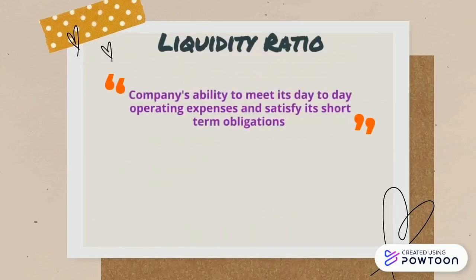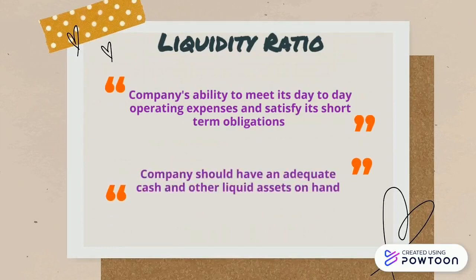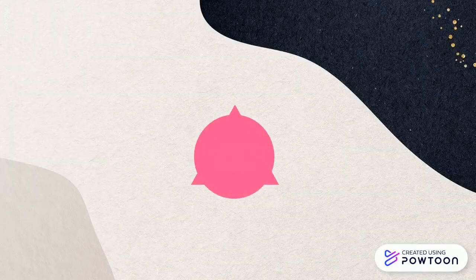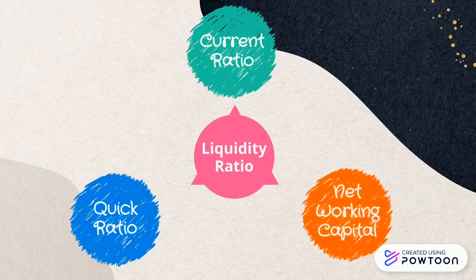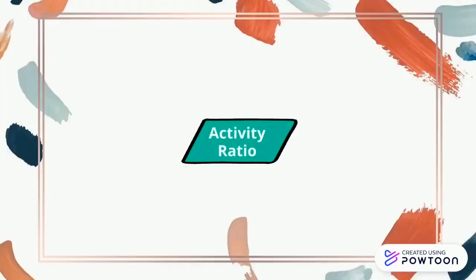Liquidity ratio measures company's ability to meet its day-to-day operating expenses and satisfy its short-term obligations, which means company should have an adequate cash and other liquid assets on hand to service its short-term debt and operating needs. Liquidity ratio is divided into 3, which are current ratio, quick ratio, and lastly is net working capital.